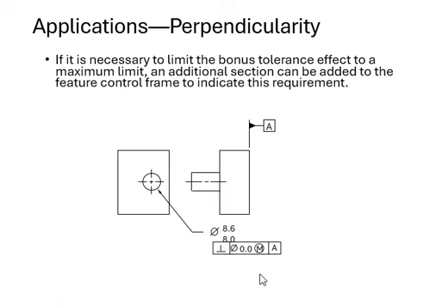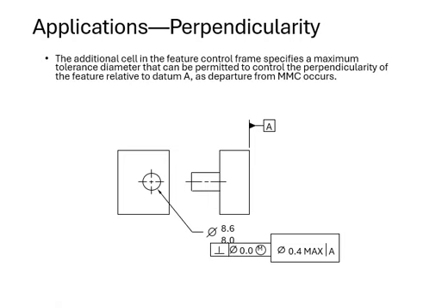So here, this feature control frame is going to control that feature right here. And of course, it's necessary to limit that bonus tolerance effect to that maximum limit. So what it's basically saying is we can't go with just this perfect 0.0 tolerance because it's so unrealistic. Of course, you still need a bonus tolerance, and we are going to deal with that, and we're going to add that in.